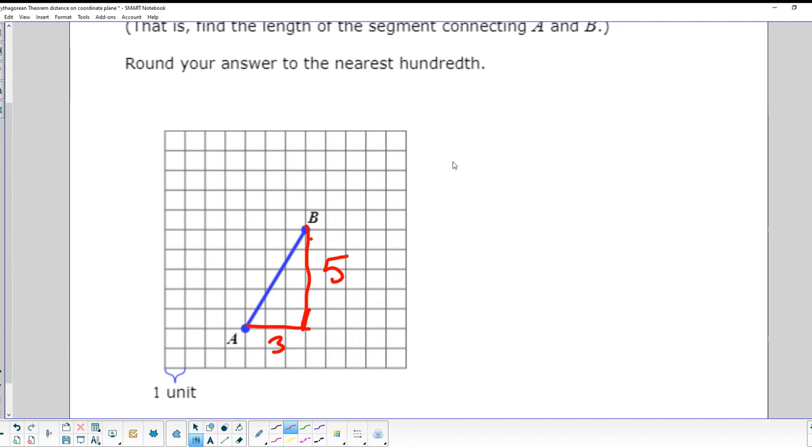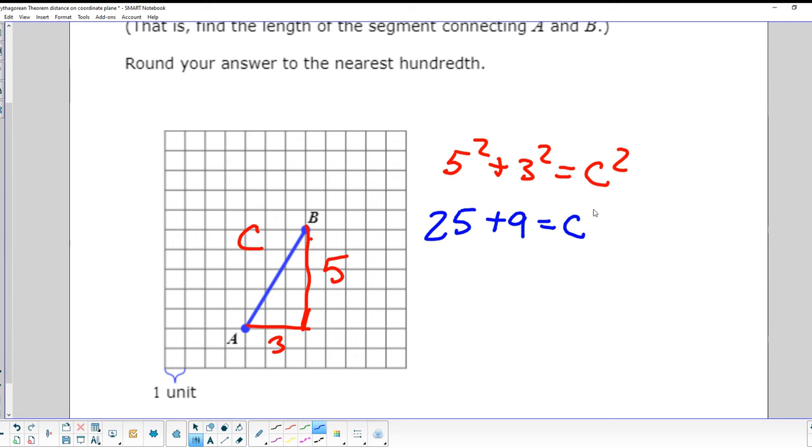Okay, so now you're just going to do a squared plus b squared equals c squared. And you're going to get really good at this. 5 times 5 is 25. 3 times 3 is 9. All of that equals c squared. 25 plus 9 is 29, 30, 31, 32, 33, 34. So that's 34.